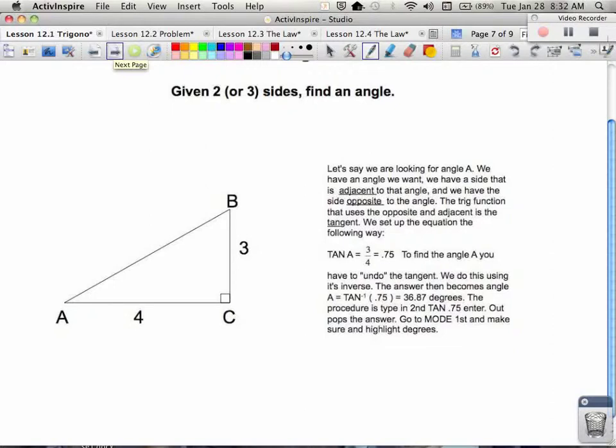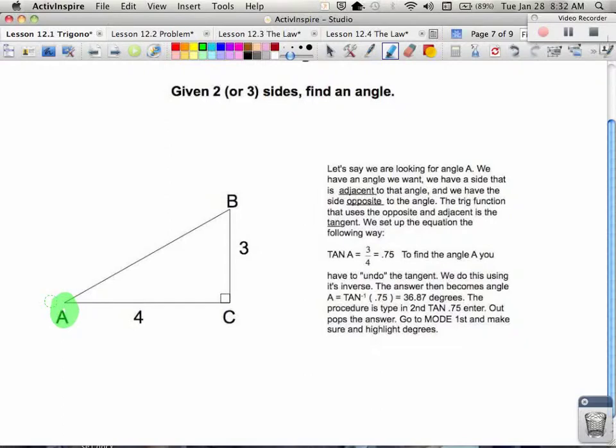This time, in our next slide, instead of finding a side that's missing, we're going to find an angle. And there's something special that you have to do when you're finding an angle that's different from when you're finding a side. So pay attention as we do this. In this particular case, let's say that we're looking for angle A. So here's angle A over here.